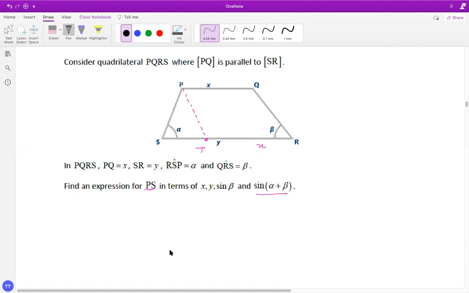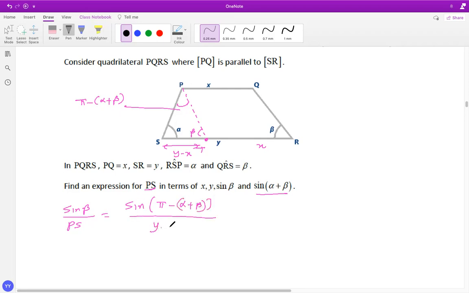This length is x, and this length is going to be y minus x. Since this angle is beta, this angle is also beta, and this angle is going to be pi minus alpha plus beta. Now, if you apply the sine rule in this triangle, we get the answer. So sine beta over p equals sine of pi minus alpha plus beta over y minus x.